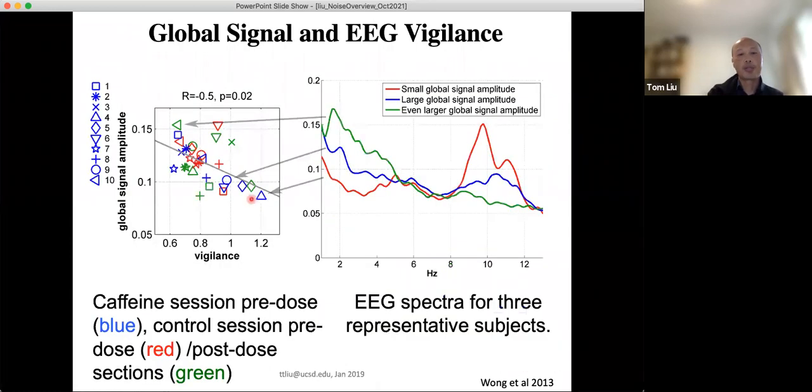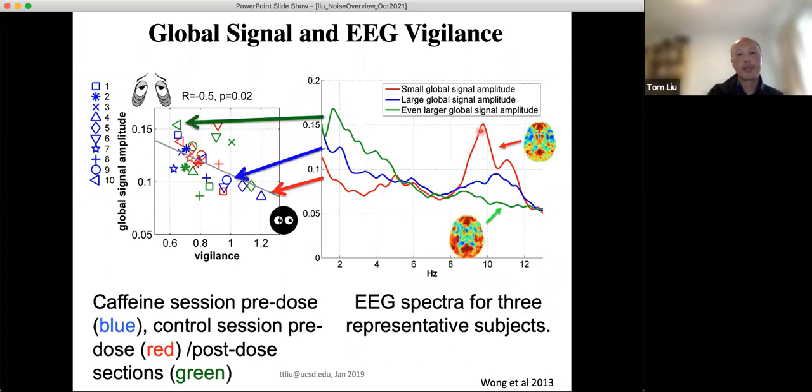And you can see this across subjects as well. For example, certain subjects before caffeine just tend to be alert. Other subjects are drowsy, and other subjects are in between. And where they lie in their global signal amplitude also correlates with how vigilant they are. So this is a naturalistic look, across the population, at that variation.